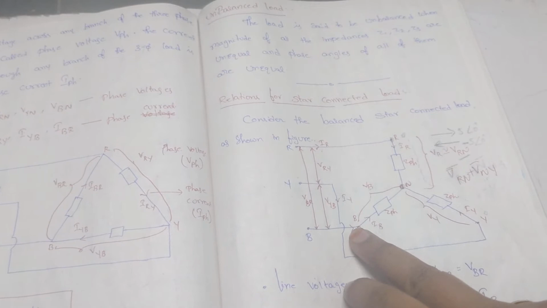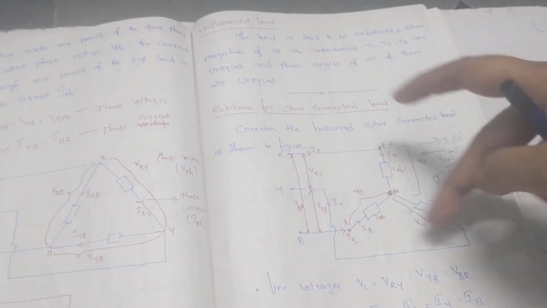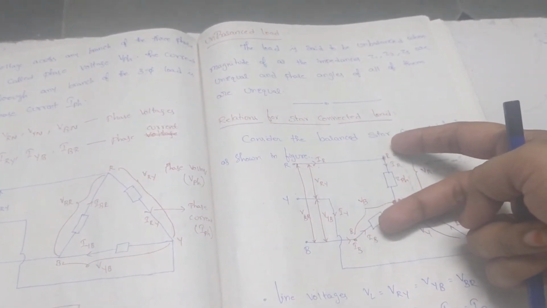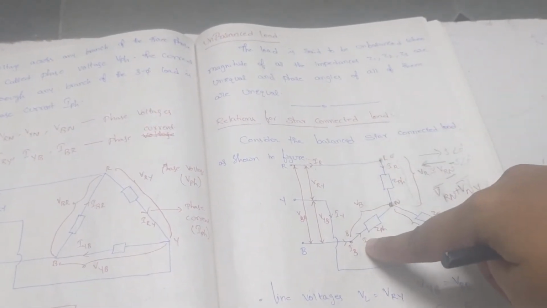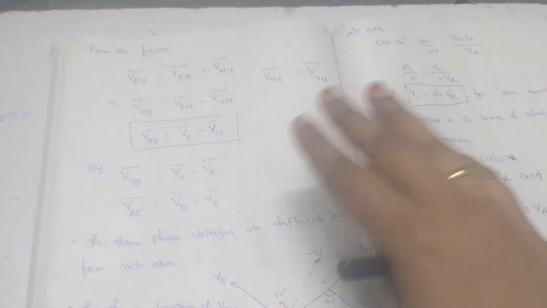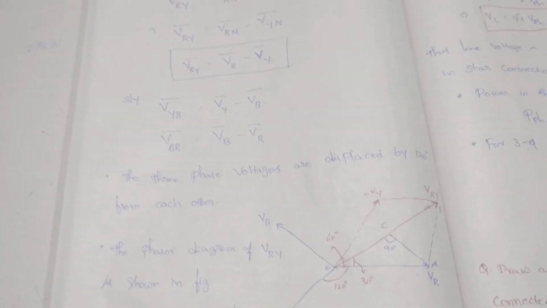So VY minus VB. Similarly, VB and VR: VBN plus VRN, so VNR. To change the direction, we just go for VB minus VR. Okay, so this is how we write the equations, in terms of phase voltages and line voltages.